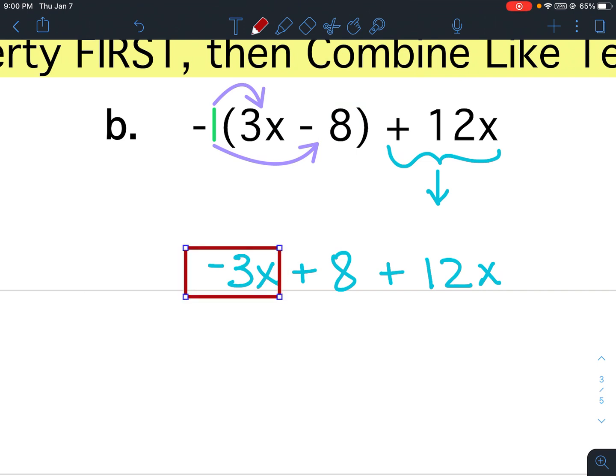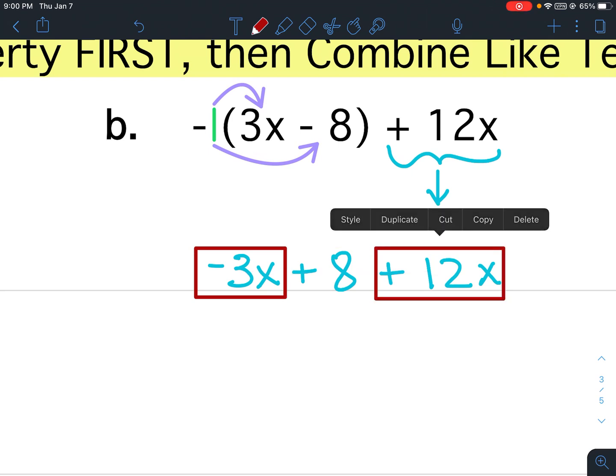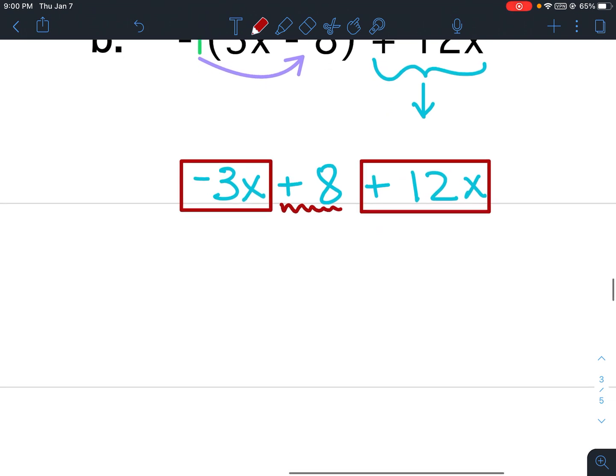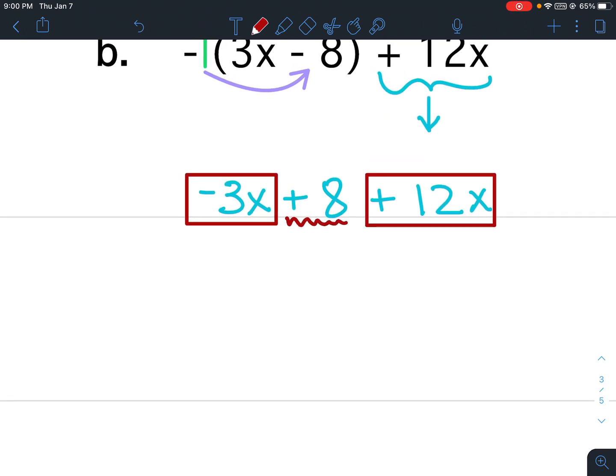I'm going to box my x terms. I like to use the box and the squiggly lines the most. I don't really care what symbols or shapes you use. So I boxed my x terms and I underlined my constant term. So I'm going to start with my x terms. Negative 3x plus 12, or in other words 12 minus 3, would give me 9x. And then there's nothing to combine with this constant term, so I just bring down the plus 8.